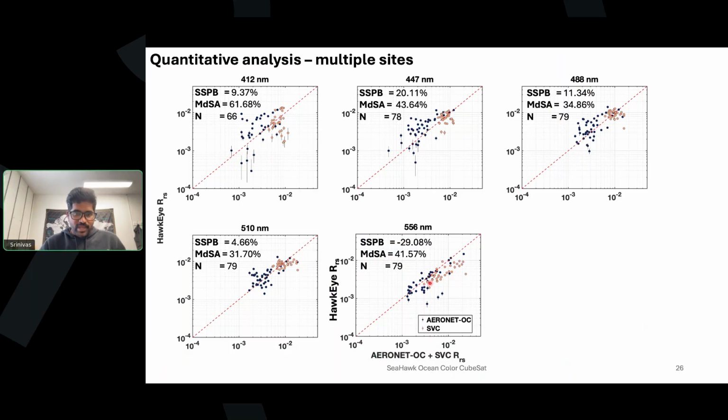So we wanted to find why this discrepancy happened in the blue wavelengths as compared to the blue-green and the green region. I am showing only the results for 5 spectral bands, even though Hawkeye has 8, because the 2 near-infrared bands, which are at 750 and 867, have some ghosting issues that were observed in some of the images. So we had to remove those. And the 670 nanometers, which is the red band, is actually used for the atmospheric correction. So we had to stick with the first 5 spectral bands for our analysis.